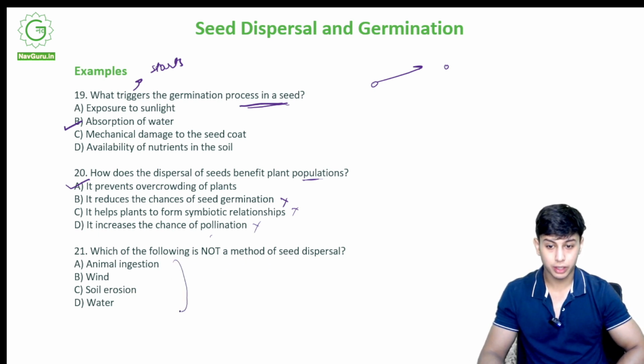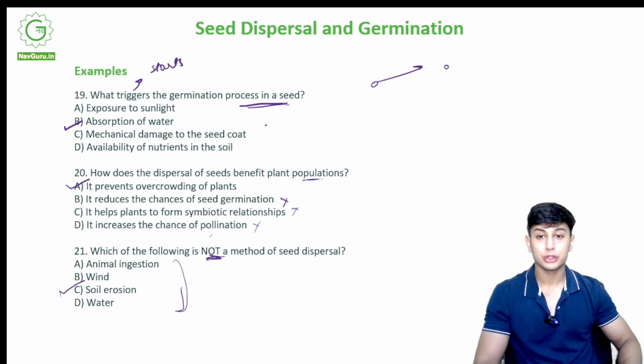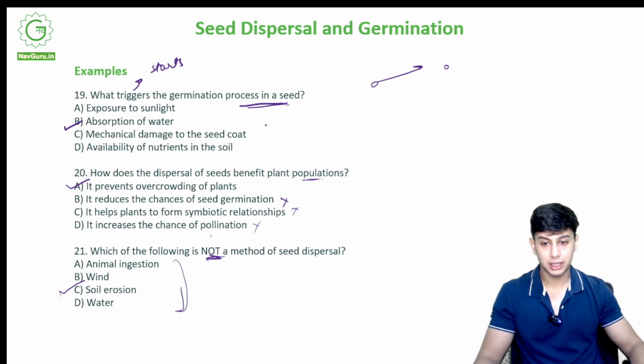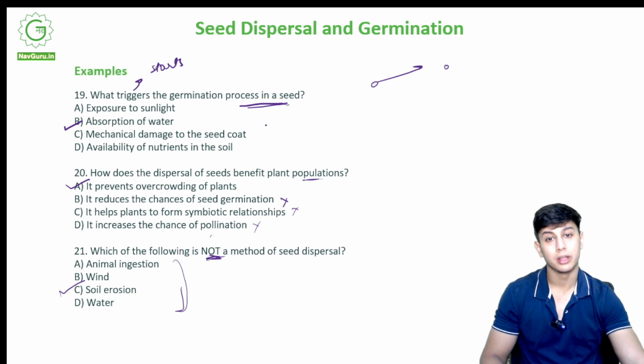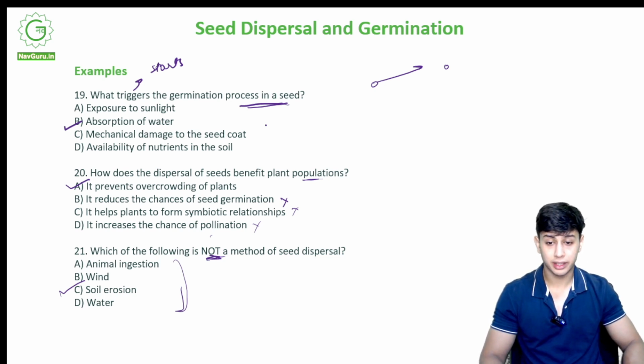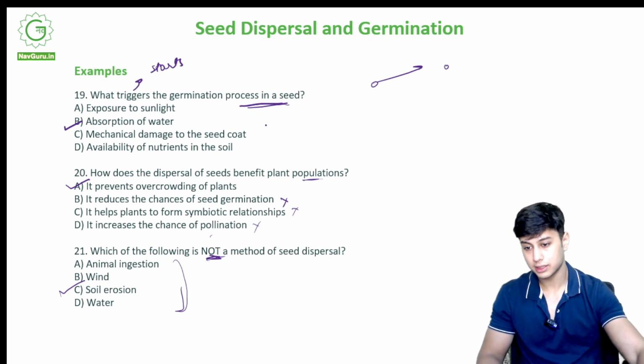Which of the following is not a method of seed dispersal? Out of these, which is not? Always underline which is a and which is not a. So animal ingestion is a method. Wind is also a method. Water is also used. Soil erosion is not used. What is soil erosion? Soil erosion is the wearing away of soil. If there are not a lot of plants and roots available on that land, there are chances it will be worn off by wind, by water, by rains. That soil, that land will be washed off. That is soil erosion.